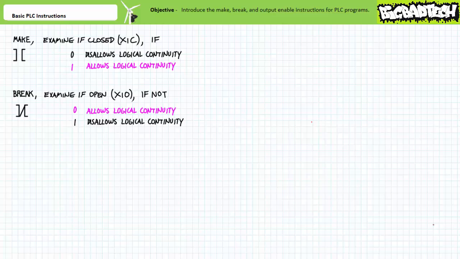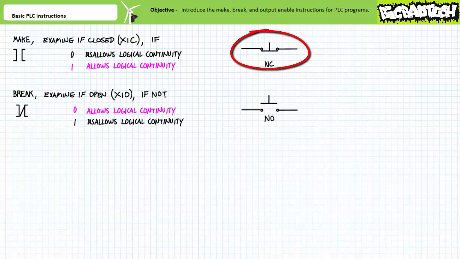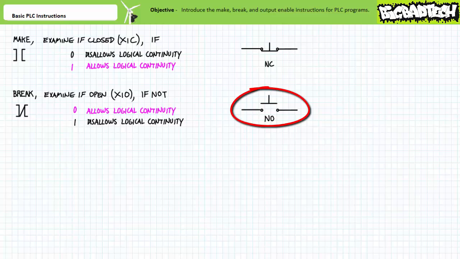First and foremost, the terms normally open and normally closed are used only to describe the electromechanical nature of real-world field input devices like switches and contacts, and should never, ever be used to describe instructions in a PLC. This push button is normally closed. This push button is normally open.